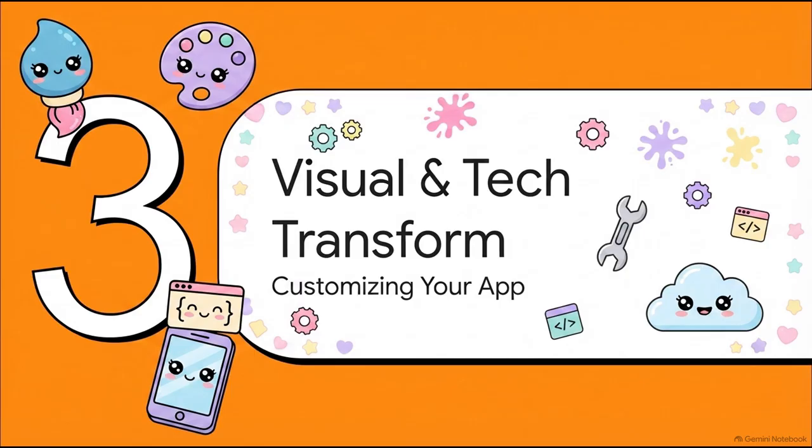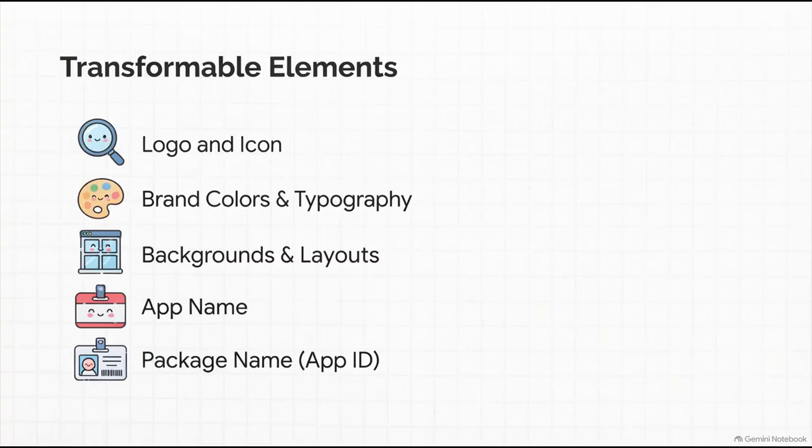Module 3 brings us to the really fun part, the visual and technical transformation. By systematically updating these specific elements, you completely overwrite the generic template with your own unique brand identity. You swap out the logo, update the color palette, and tweak the typography. But look closely at that last point, the package name or application ID. Changing this is absolutely vital. It acts as your app's unique digital fingerprint, telling the Google Play Store, hey, this is a completely new, distinct application, not just a minor visual update to some existing template.